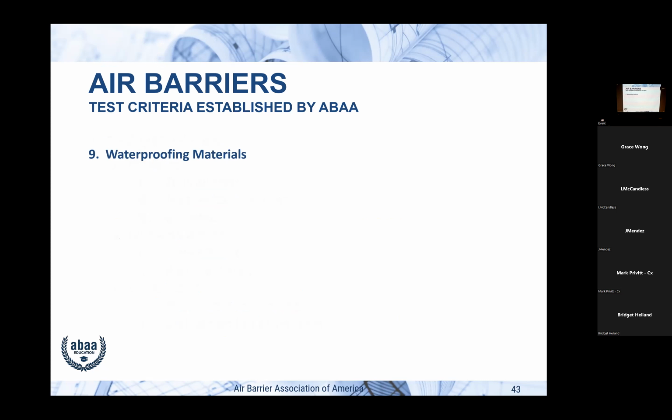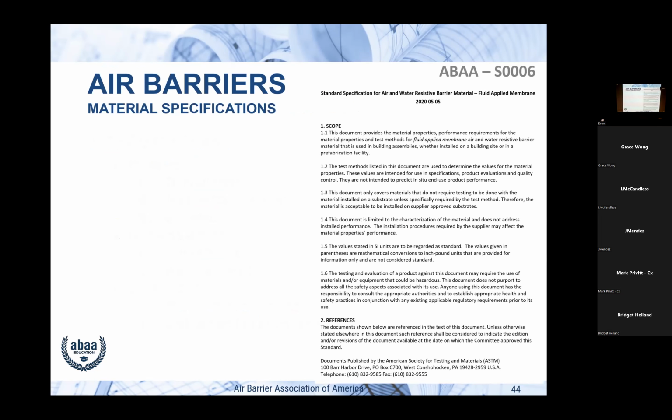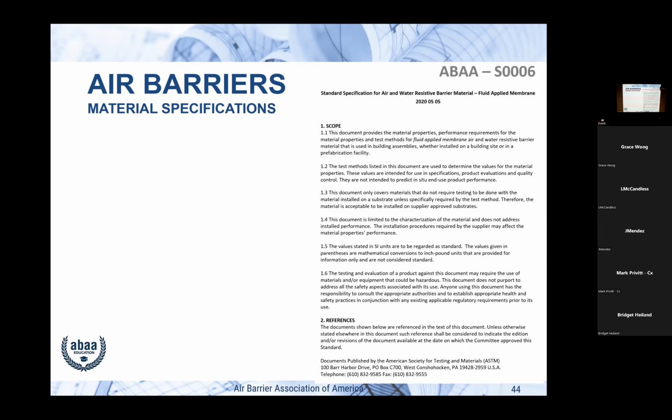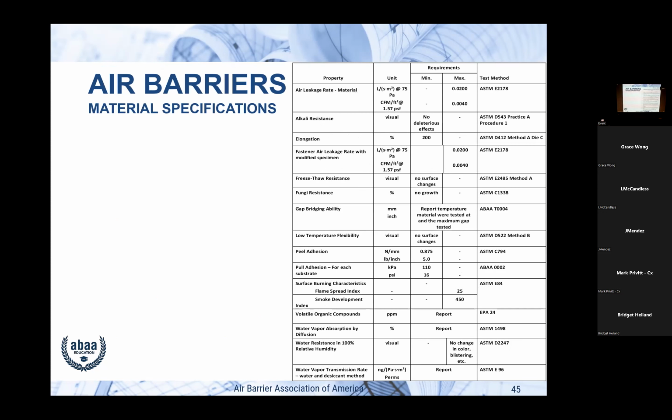And then the next presentations, you're going to hear all about waterproofing materials, which by default is also an air barrier. And obviously they're a water resistant barrier. So material specifications. Okay, let's go through this. Now this is for fluid applied membranes. Okay, so this could be 1 component, 2 component, co-spray, could be a bunch of different things. Here's your standard. Now here's your table. This is a summary of all the requirements in there.